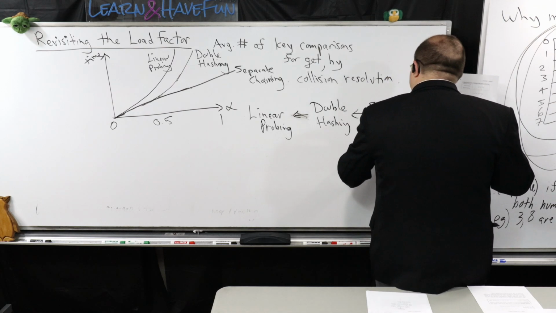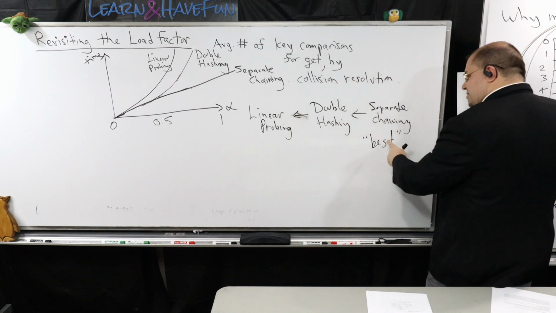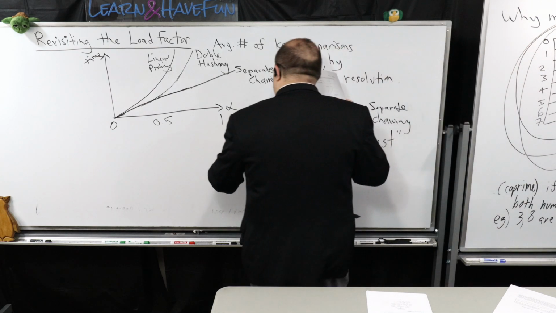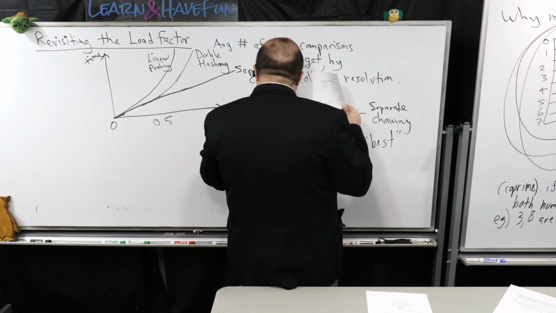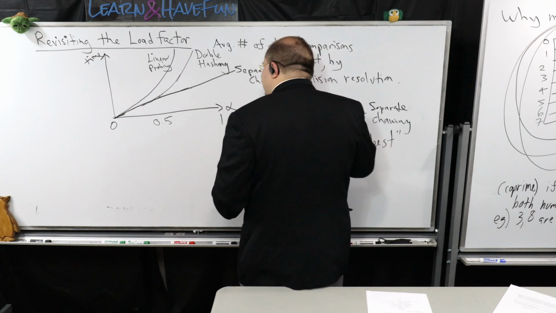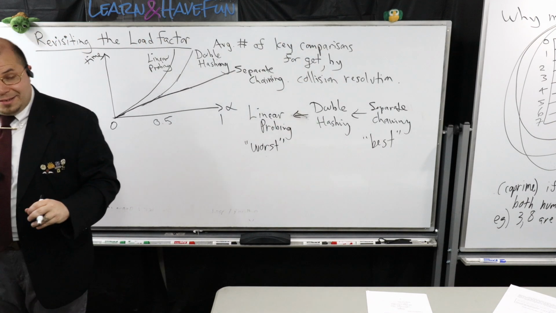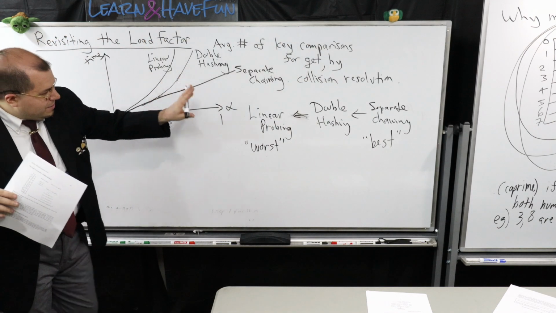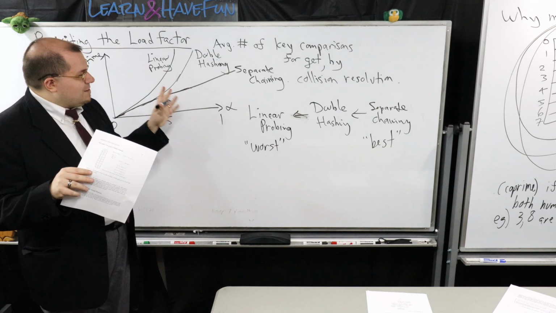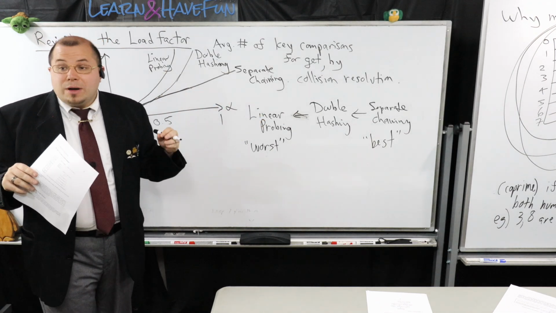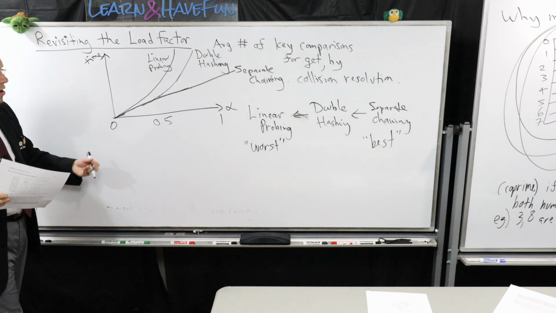And I'll put in quotation marks, out of the three, this is the best one. And this is the worst one. I'm not claiming these are the best and worst universally. I'm just saying out of the three we studied, this is the ranking of them. That linear probing performs the worst, separate chaining performs the best. But keep in mind, remember thinking about trade-offs here.